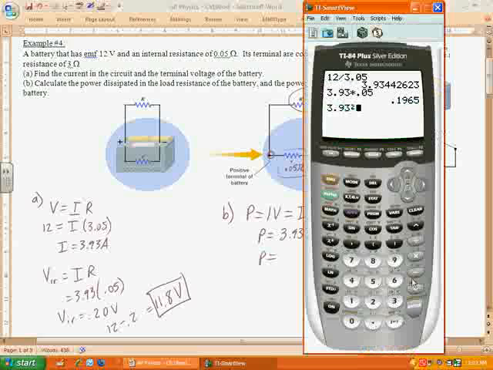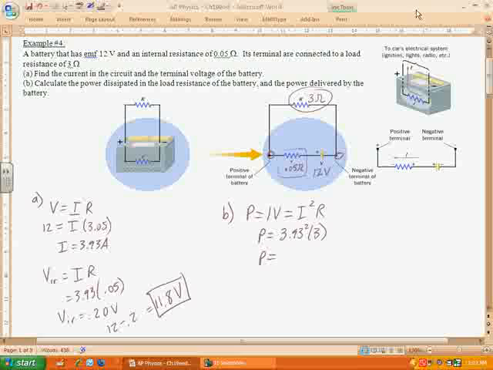And now the second part of the question is, what is the power delivered by the battery? If we want the power delivered by the battery, you can do it a couple of different ways, but if you want to know how much is being delivered, you can find the total amount from the voltage, right?